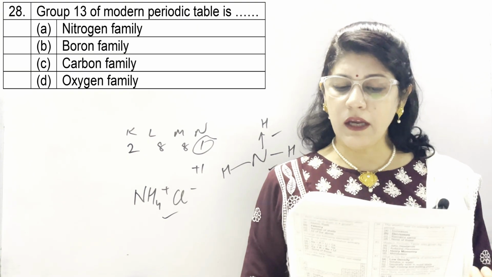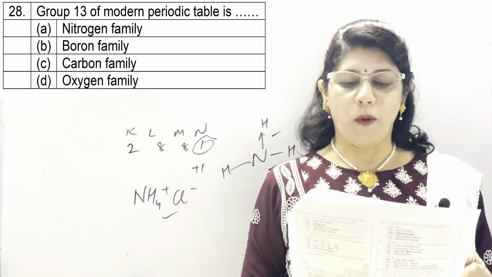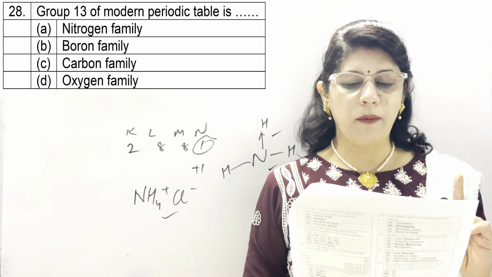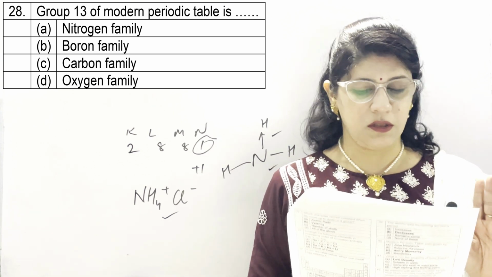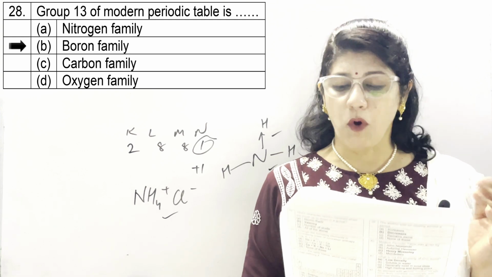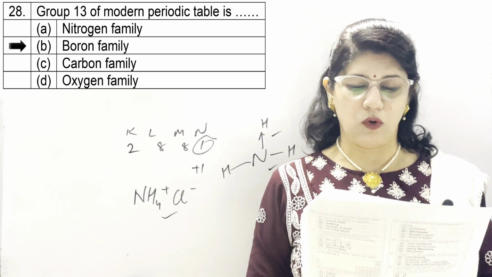Question number 28. Group 13 of the modern periodic table is, option 1 is nitrogen family, second is boron family, third is carbon family, and fourth is oxygen family. So the correct option is boron family, because boron is the first element of the 13th group.